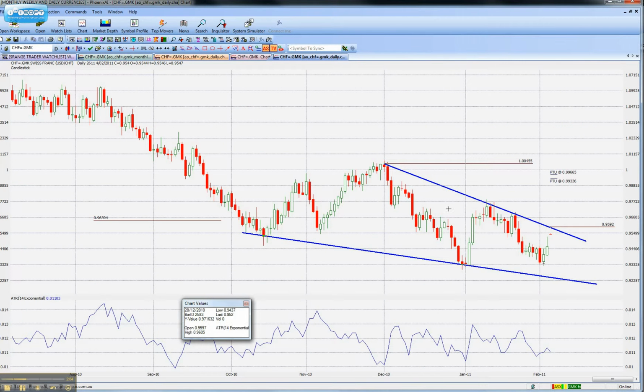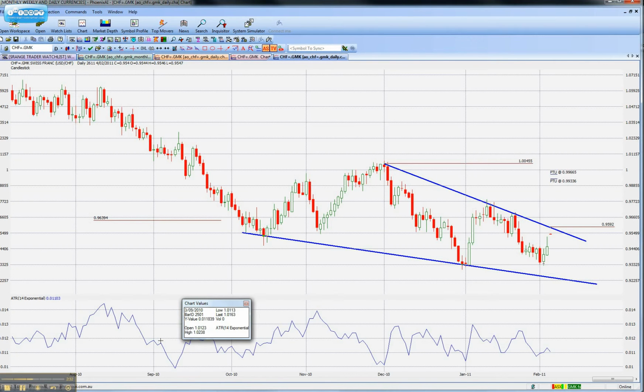On the daily here, the descending wedge. Right now, this descending wedge, the breakout above 96 on a daily will confirm a 99.33 target to 99.66. Now that's 330 to 360 pips. That's some good money on the table. So that's what I'm looking for next week.